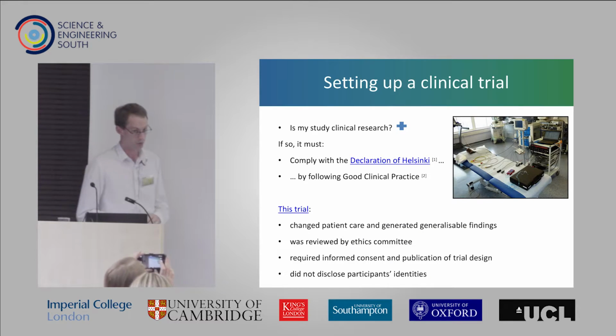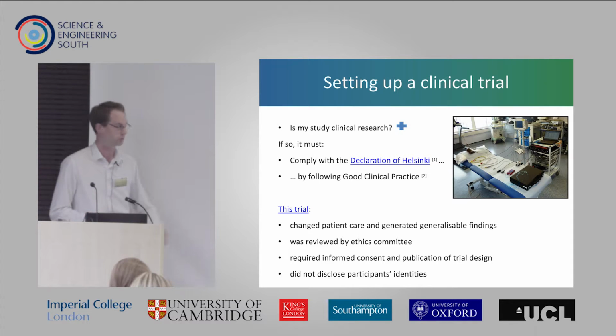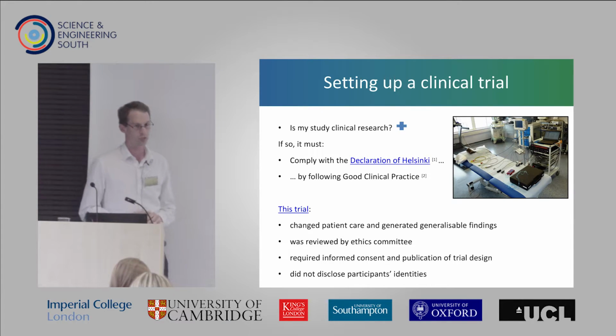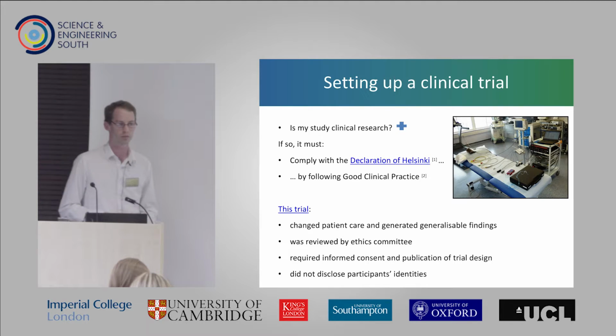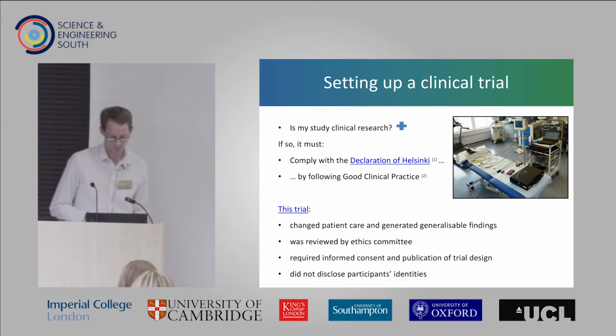So to come back to our trial, how did we fulfill this? Well, firstly, our trial changed patient care. We asked patients to come into this laboratory and have these signals measured when they wouldn't be usually. And we hoped to generate generalizable findings. We recorded data from both elderly and young patients, and we hoped to extrapolate those results to the general population. So for those two reasons, it was classed as clinical research.